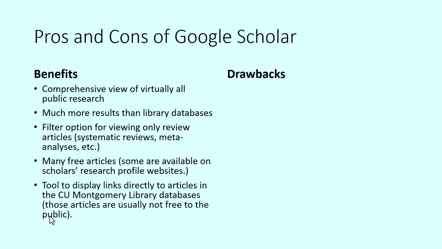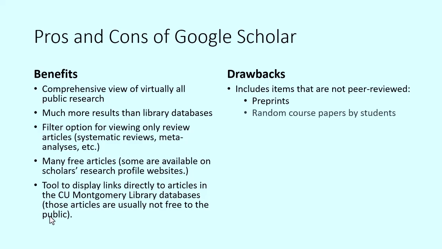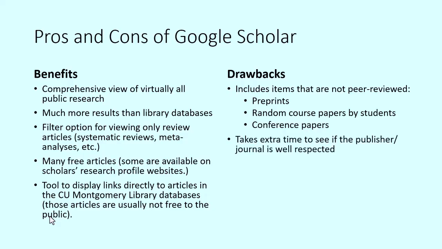But then let's go on to some drawbacks as well. Google Scholar does include items that are not peer-reviewed. It includes preprints, sometimes random course papers by students get in there by accident, or conference papers that might not be peer-reviewed yet. And it also takes a little extra time to see if the publisher or the journal is well respected and check if it's peer-reviewed, but that's okay. That's something you should still do. Look up the source of an article.